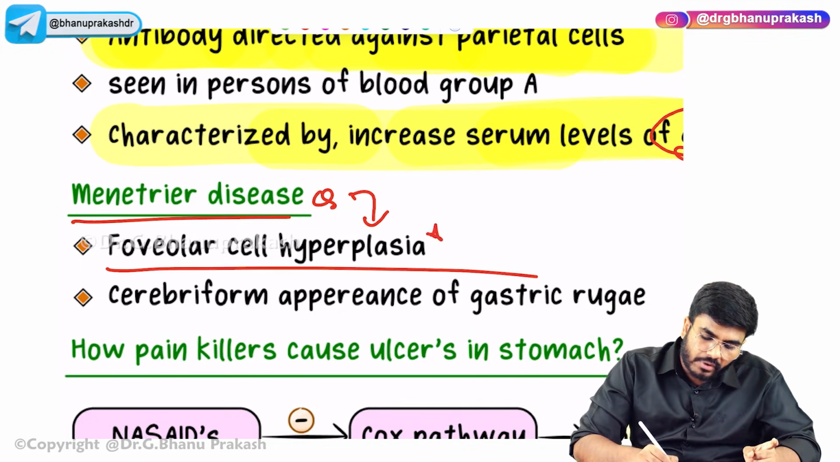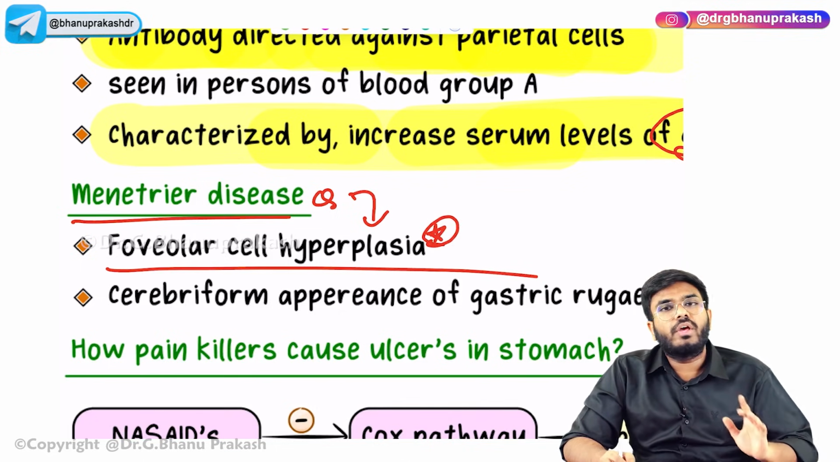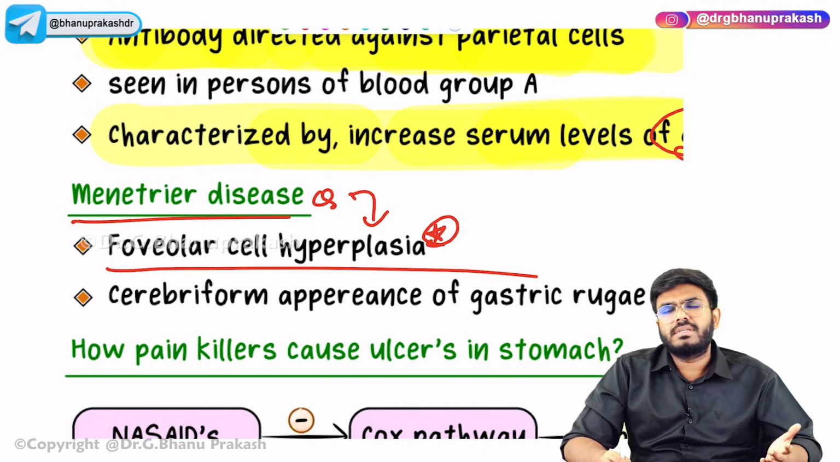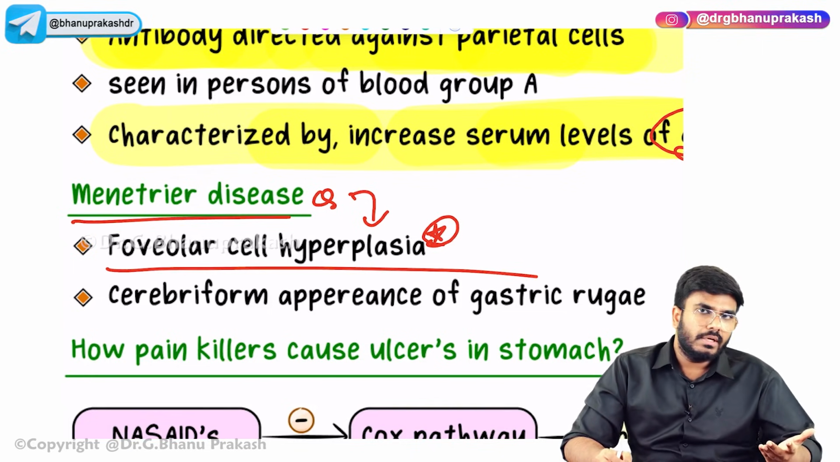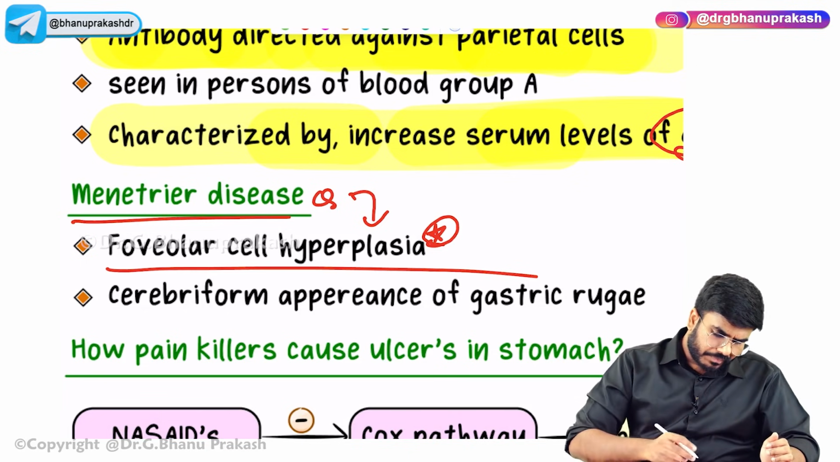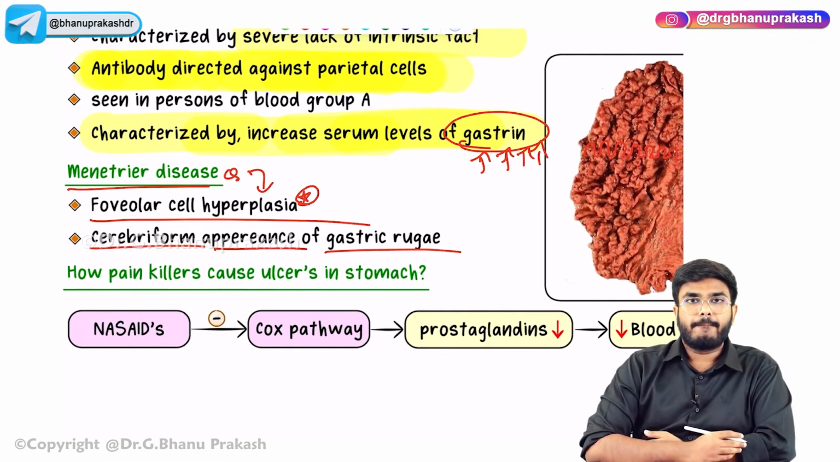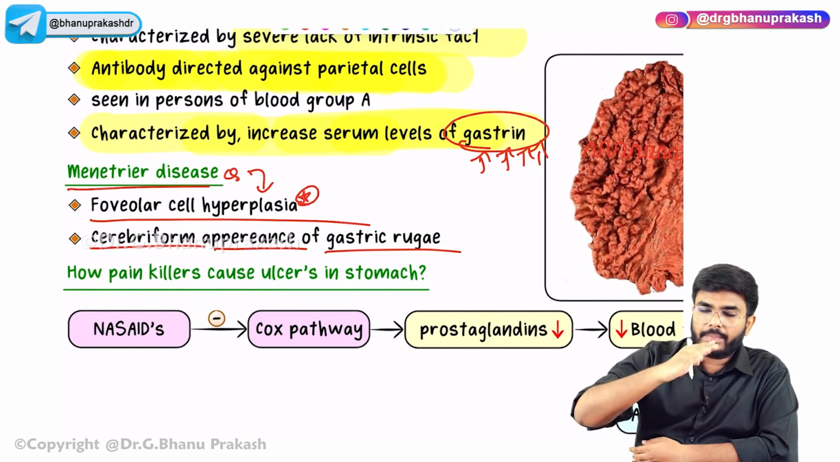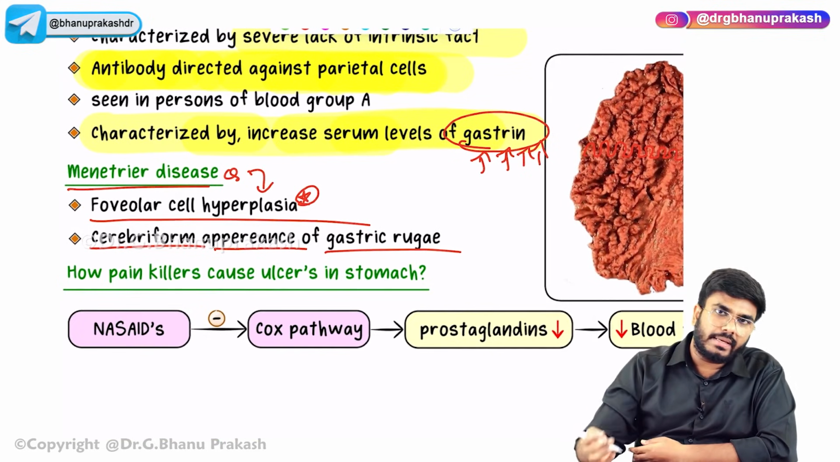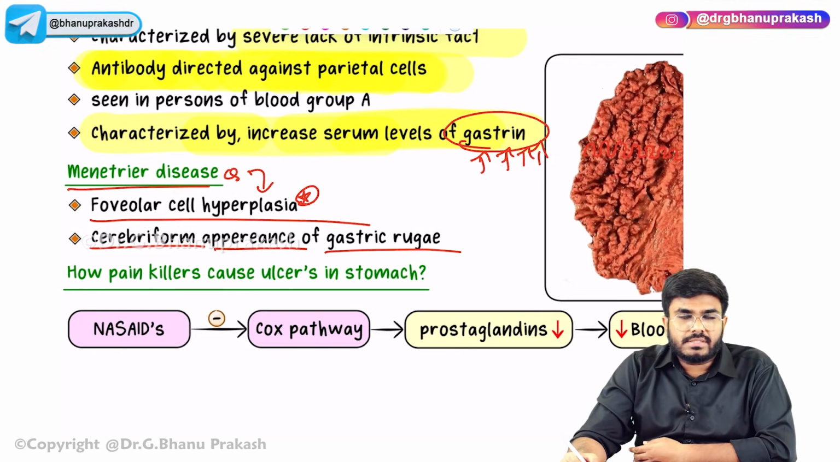The foveolar cells have undergone hyperplasia. Okay, foveolar cell hyperplasia can be seen in patients who are having severe peptic ulcer disease. In Menetrier's disease, what exactly is happening? There is a cerebriform appearance of the gastric rugae. The gastric rugae appear like a brain, like gyri and sulci. So that is Menetrier's disease.